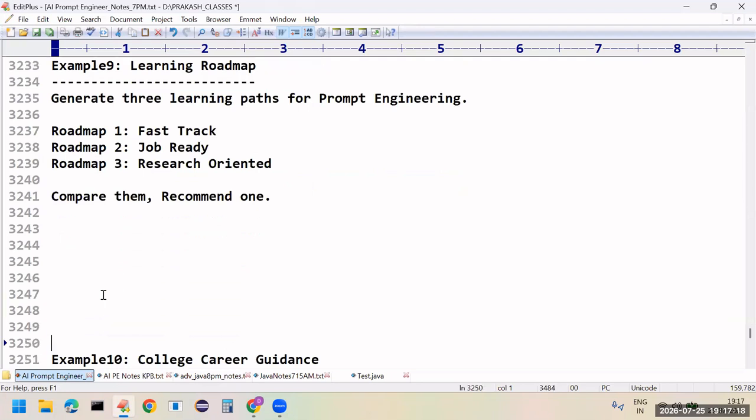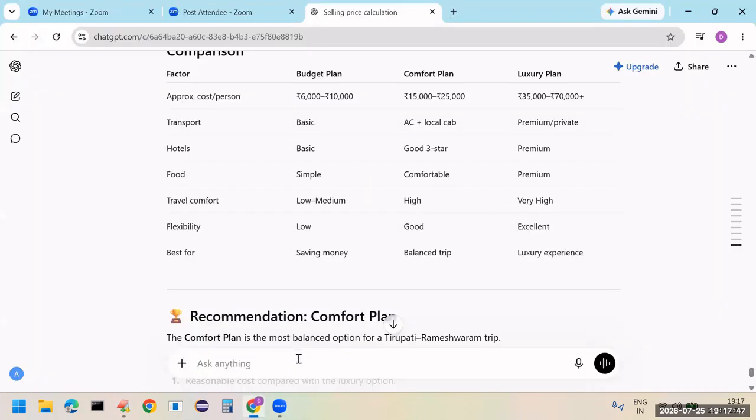Learning roadmap. Sir, generate 3 learning paths for prompt engineering. Beautiful prompt, friends. I want to learn prompt engineering. Can you please give 3 roadmaps? Roadmap 1, fast track. Roadmap 2, job ready. Roadmap 3, research oriented. Compare them and recommend one. Can you please analyze in these 3 aspects and give me the best one?